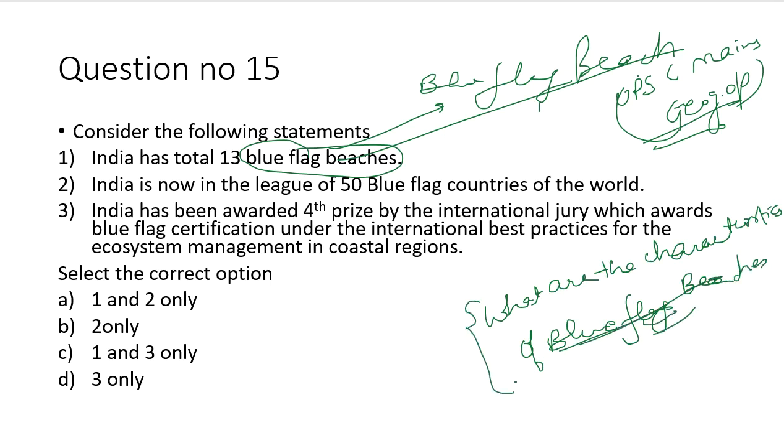Here it is a factual question. India has 13 Blue Flag beaches? No, India has 8 Blue Flag beaches. I will explain what Blue Flag beaches are in a moment. India is now in the league of 50 Blue Flag countries in the world. Yes, this statement is correct. India has been awarded fourth prize? No, India has been awarded first prize by the international jury which awards the Blue Flag certification. So this statement is wrong. Only statement 2 is correct.